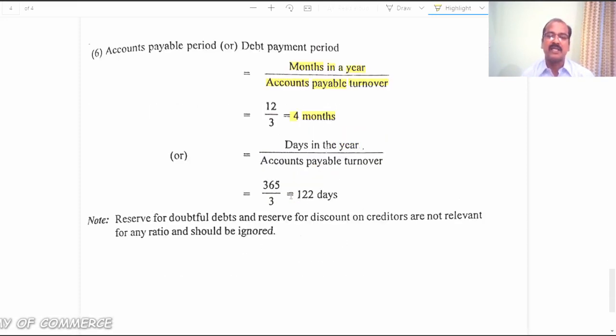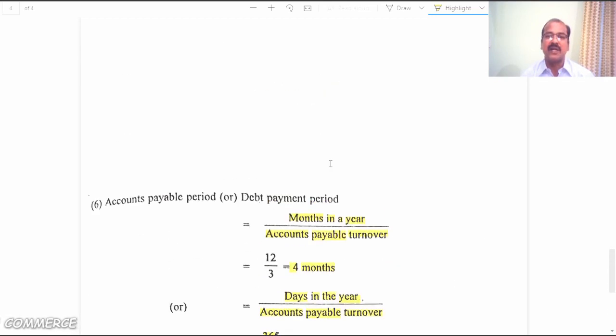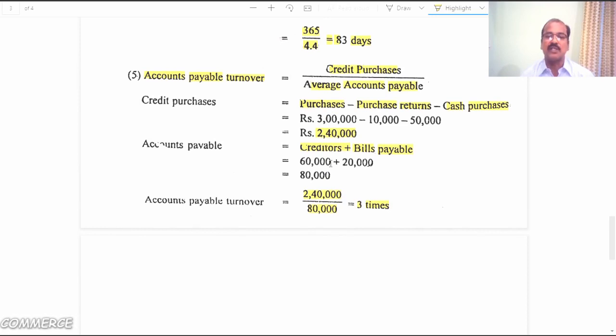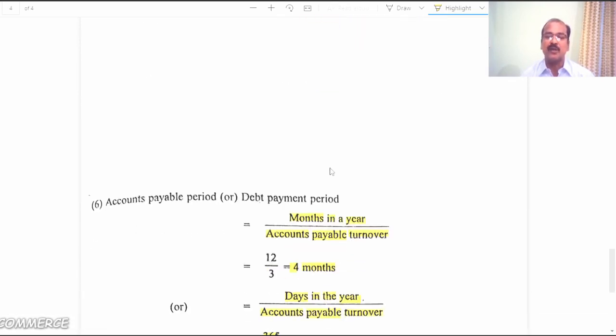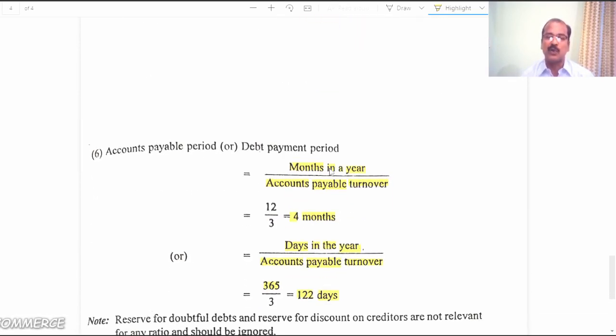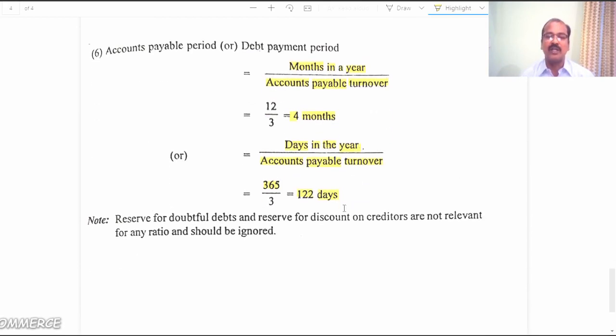That's the meaning. The same could be computed in terms of days also: days in a year divided by accounts payable turnover. 365 divided by 3 gives us 122 days. The same could be computed using another formula. What is that? Days in a year, 365, divided by net credit purchases, that's nothing but 2,40,000 into 80,000 rupees, the closing accounts payable in this problem. It will give you the same 122 days.